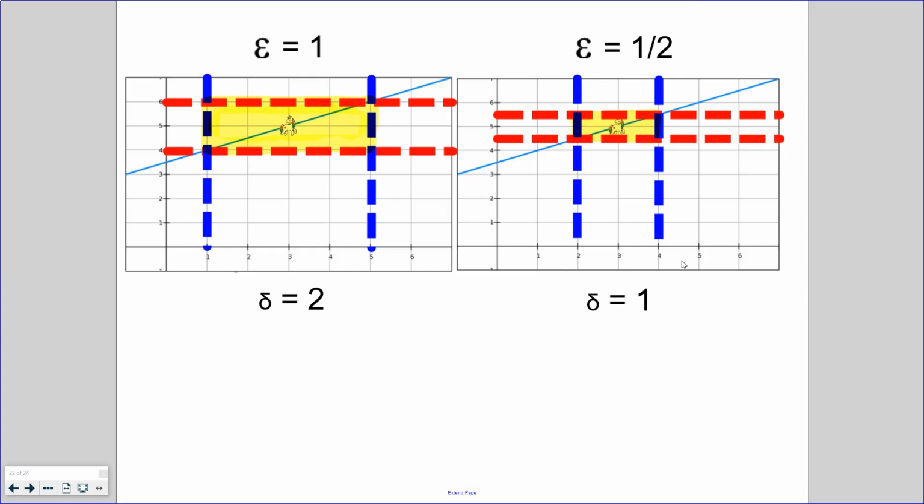And this goes back to our precise definition. The smaller epsilon is, the smaller delta is, which means the more accurate or precise our limit is. Again, that's the goal, to create the smallest possible epsilons and deltas.